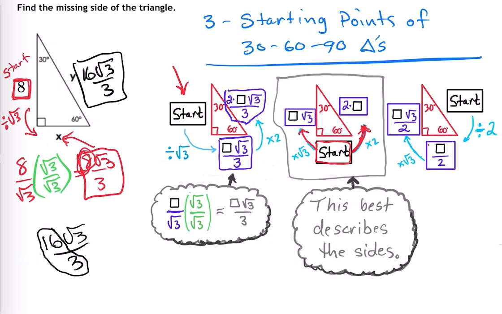So for example, let's just say that you had 15 square root of 3 over 3 for that other hypotenuse side. This fraction can reduce down to 5. So you can then say 5 square root of 3 is just the answer for that length of the side.